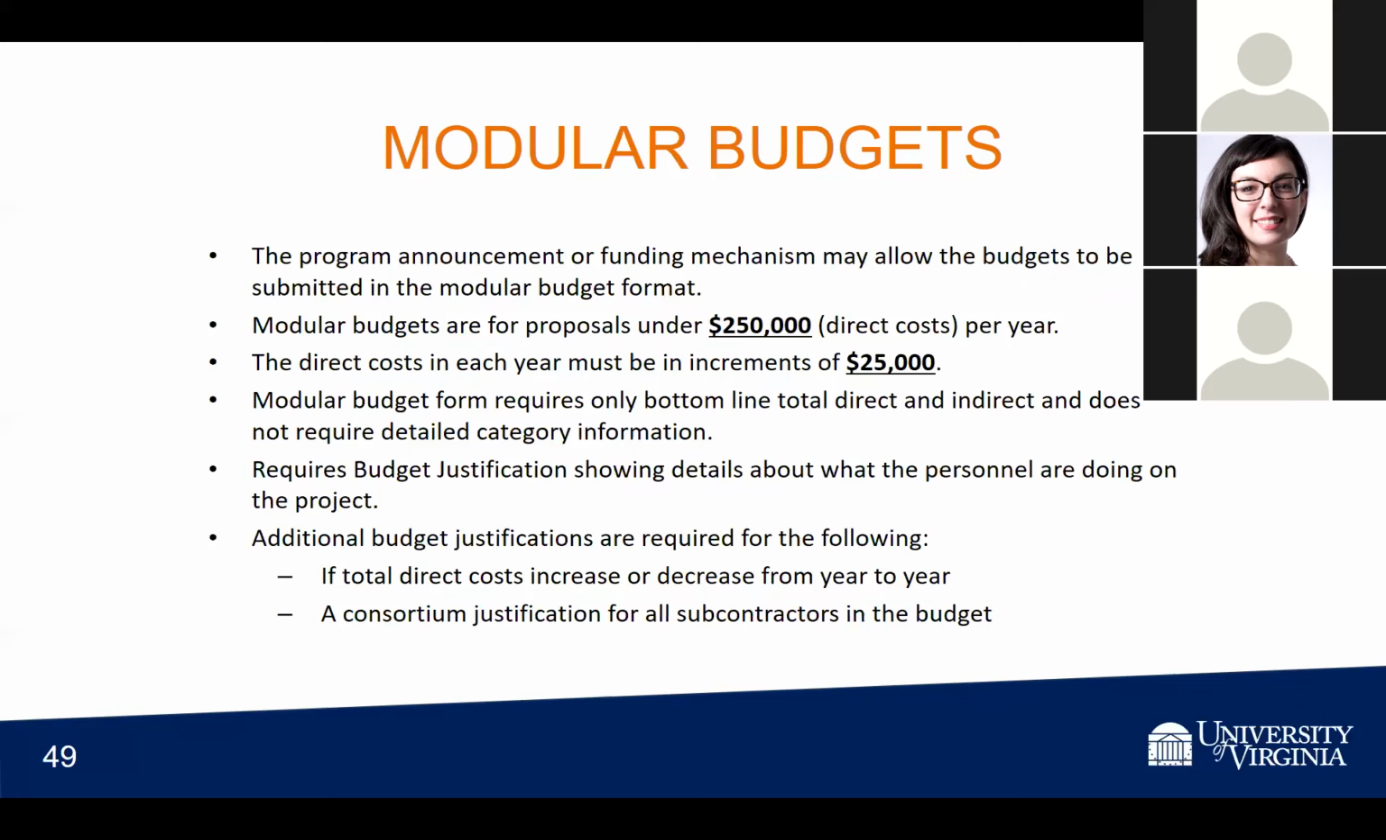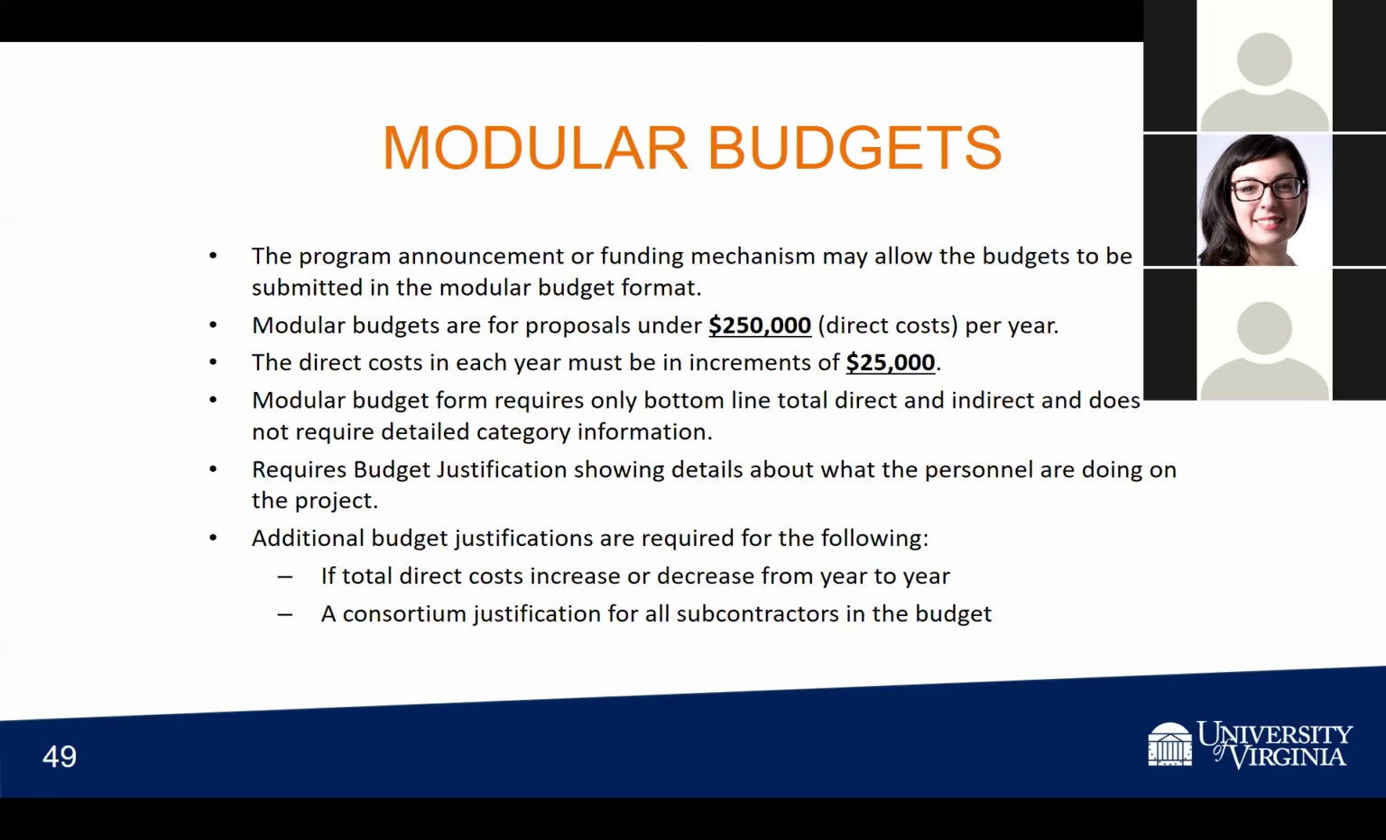So this is NIH basically saying, for certain announcements or certain funding mechanisms, we're going to try to make your life a little bit easier. We're just going to budget in chunks of $25,000, and we're not going to ask for a breakdown. Just give us the total direct and the subsequent indirect and a budget justification showing details about the personnel, and that's all we need. So that certainly makes things administratively much simpler.